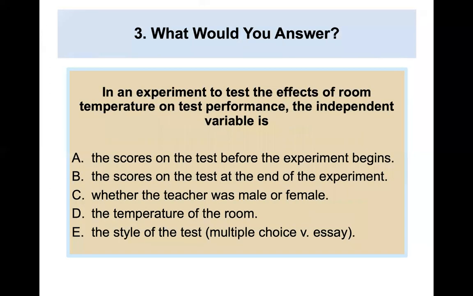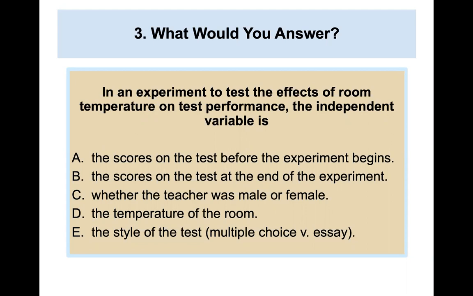What would you answer on this question? In an experiment to test the effects of room temperature on test performance, the independent variable is... it should be room temperature, D. The temperature of the room would be the independent variable, what you are going to be manipulating and giving to the experimental and not the control group.